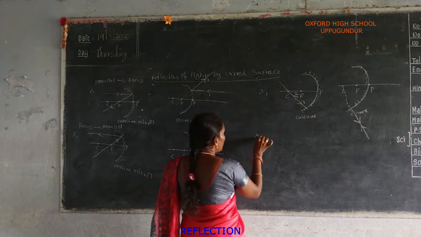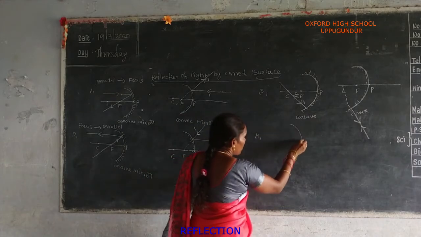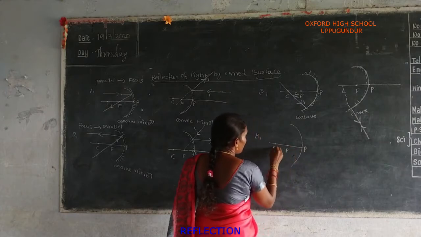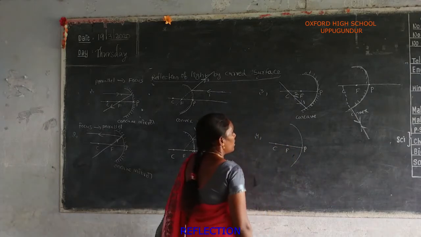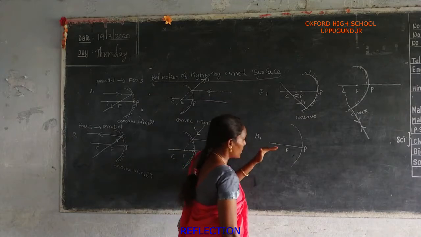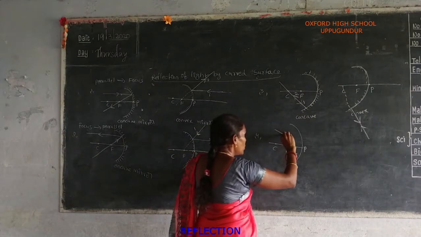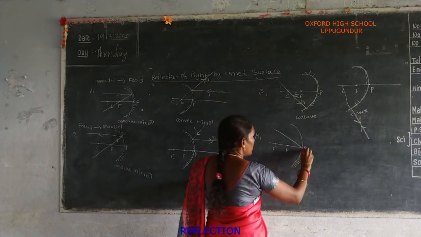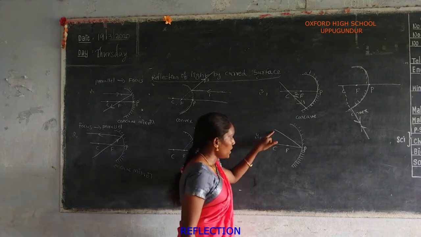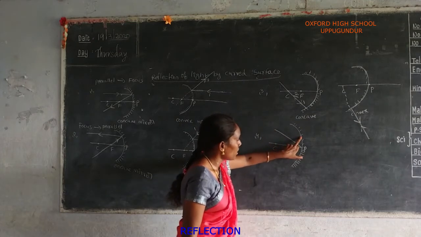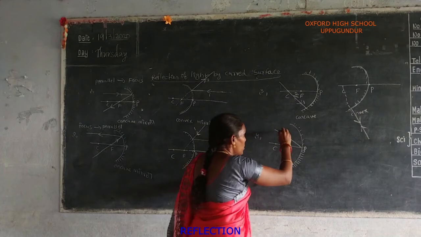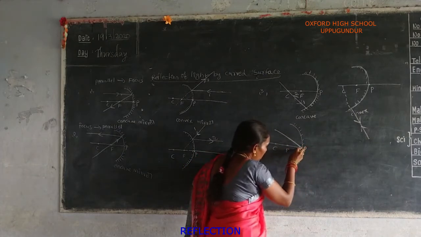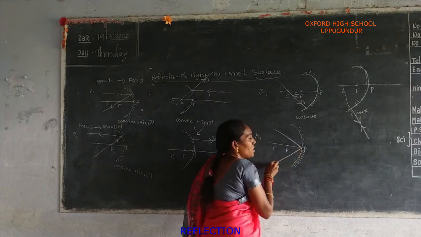And next one, rule number 4. This is the pole and focus and next center of curvature. Any light ray which makes a certain angle and is incident on the concave surface, concave surface means outside coating, the reflected ray should make an equal angle and be reflected back into the same medium.